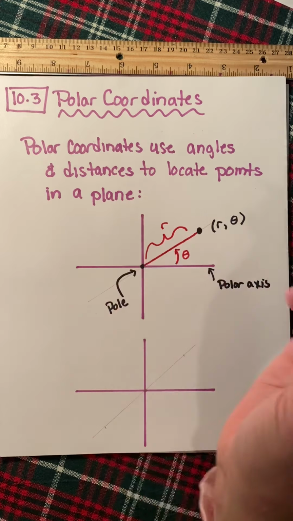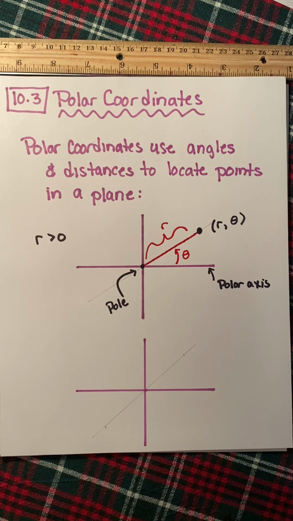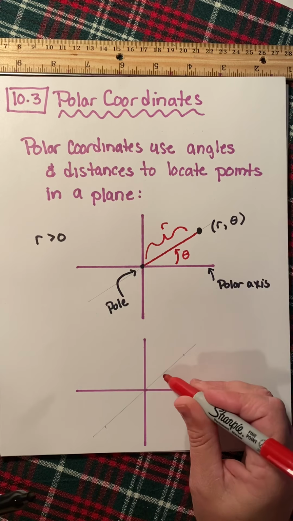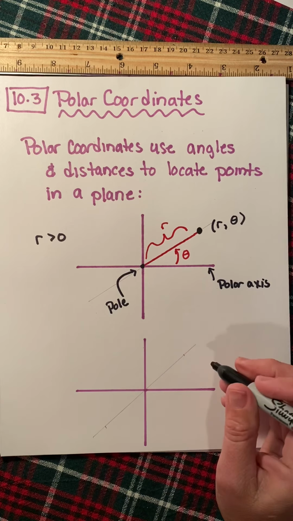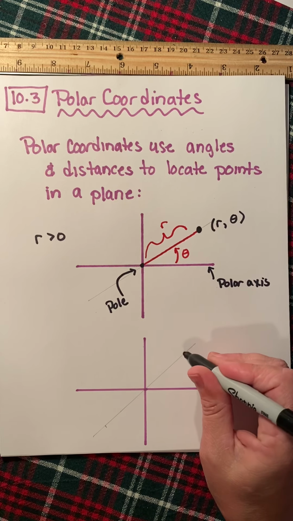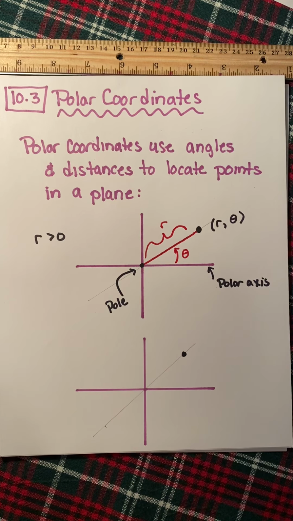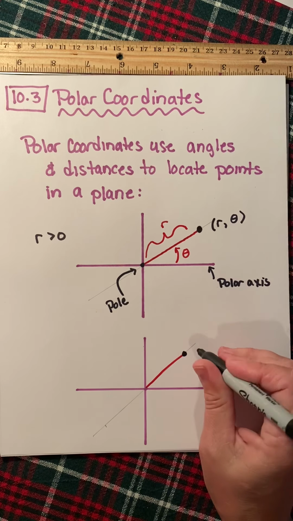Now this is a demonstration for when R is positive. R can be negative. What happens when R is negative? If we have a negative value of R, we're still going to use this angle right here from the pole to the point. But if we were to have a negative R, we would first identify R and theta. So this would still be R right here.